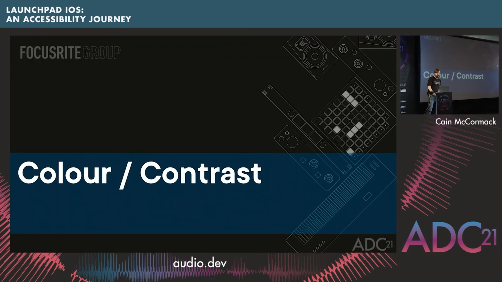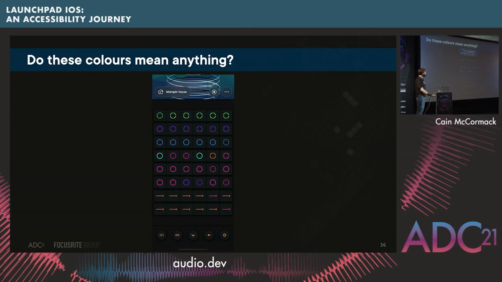So just want to touch briefly on color and contrast. And this is the part of the talk where Launchpad becomes really quite a bad example. So I'm just going to show you just the iPhone app. Do these colors mean something? I know what they mean, but that's because I've used it lots. So what about if you're colorblind?